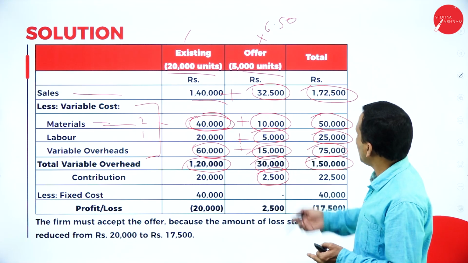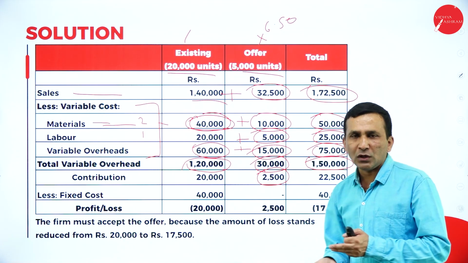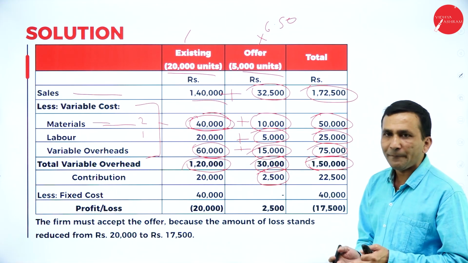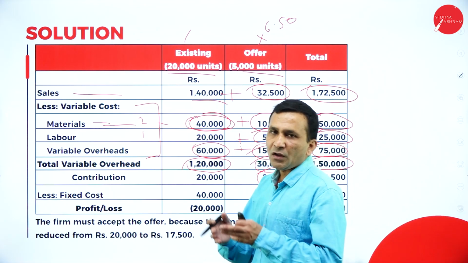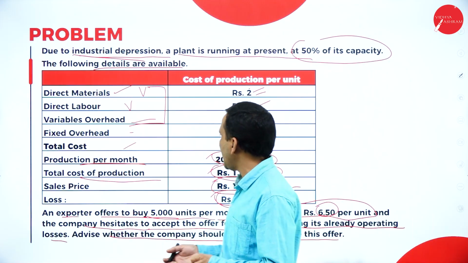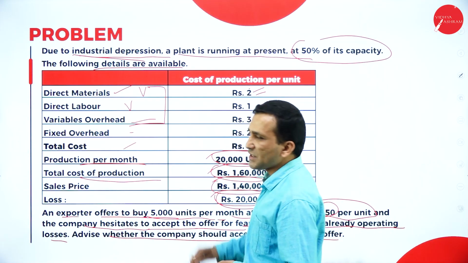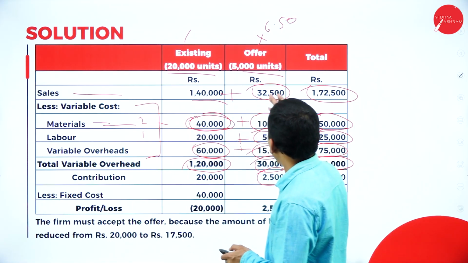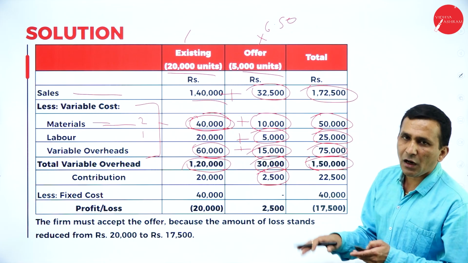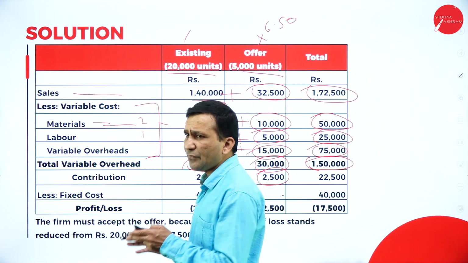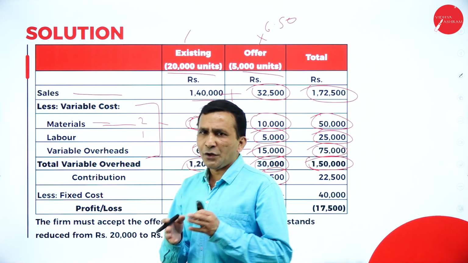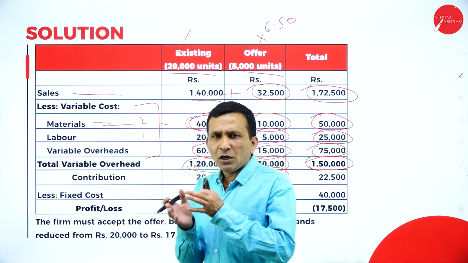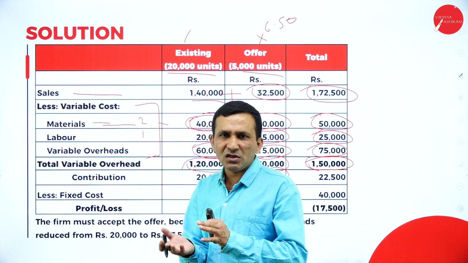So the total contribution is 1,72,500 minus 1,50,000, which is 22,500. Of course, there is a fixed cost, and the fixed cost rate is also given as 8 rupees. The fixed cost is not applicable to the extra offer we are accepting, because it is constant. We are focusing only on variable cost. Whether you produce 20,000 or less than 20,000, the fixed cost is the same.